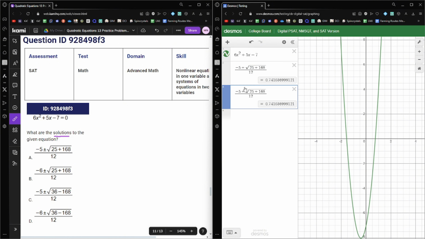So I'm going to copy and paste that. Negative 5 minus. Negative 1.574. Oh shoot, that's also one of our solutions. So our answer is going to be A, because both of these match up with our solutions. Dang, that's lucky. I don't want to type the rest of those anyways.